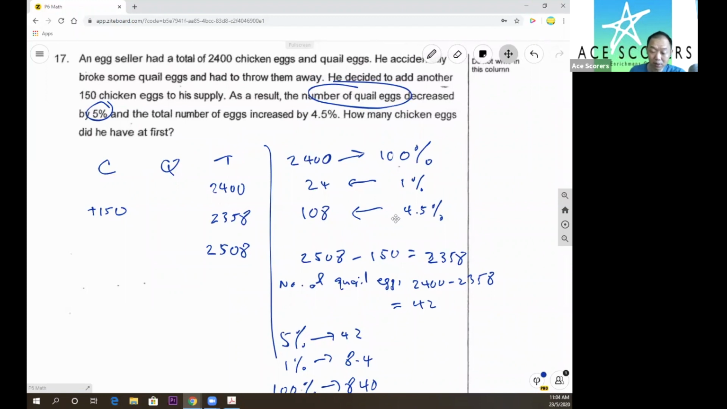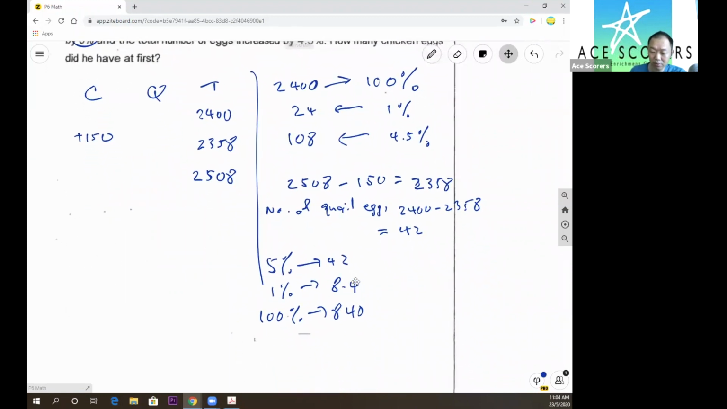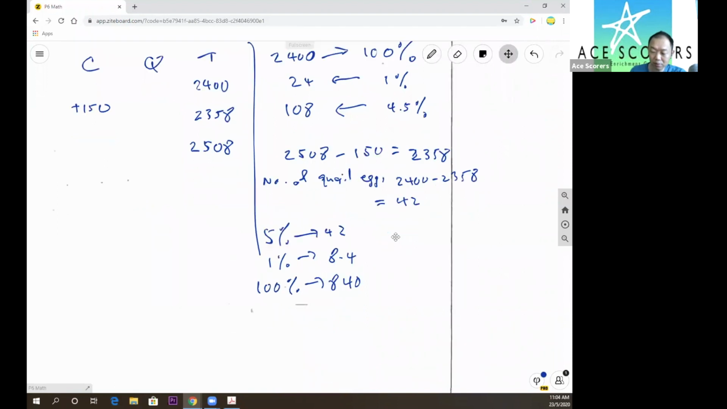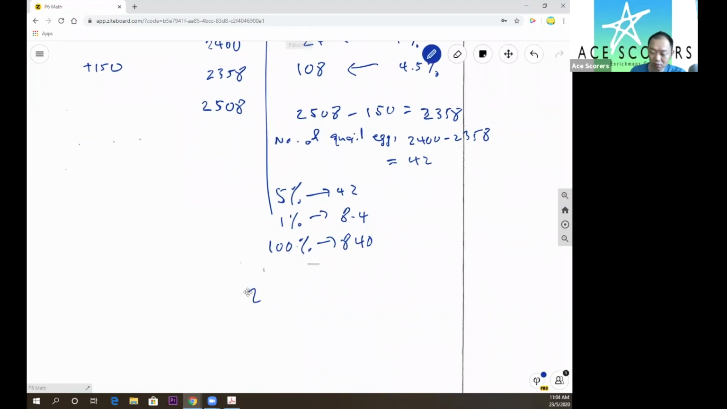So how many chicken eggs do you have at first? Okay. So if quail is 840, to find the number of chicken at first, 2400 minus 840 equals 1560. Okay.